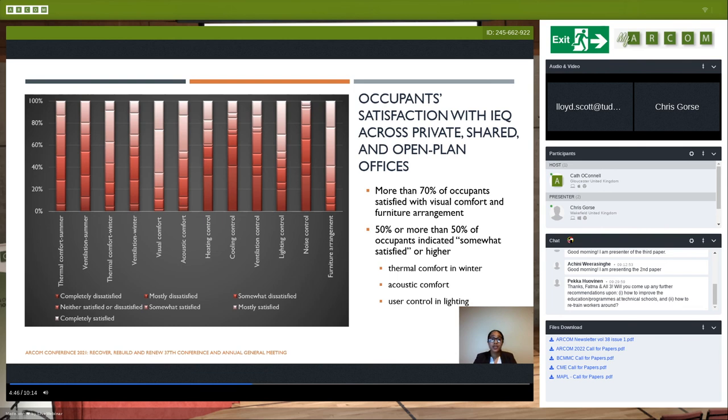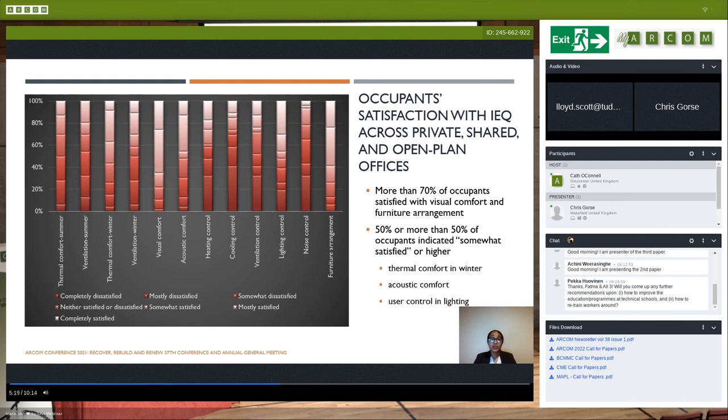Furthermore, 50% or more of occupants indicated that they are somewhat satisfied or higher in terms of thermal comfort in winter, acoustic comfort, and user control in lighting. In this regard, it can be assumed that the double glazed windows of the buildings act as an excellent link in thermal performance, preventing cold in winter, and also in acoustic comfort, preventing external noise penetration.